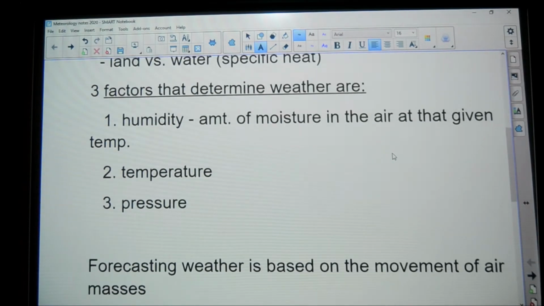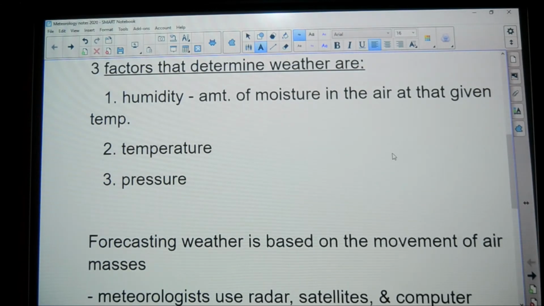Three factors are going to determine what weather is. One is humidity. Humidity is how much moisture is in the air at that given temperature. Key is at that given temperature, because as temperatures increase, the air can actually hold more water vapor. So the key is how much water vapor you have in the air at that given temperature. The other ones are temperature and pressure. So humidity, temperature, and pressure are going to determine weather.